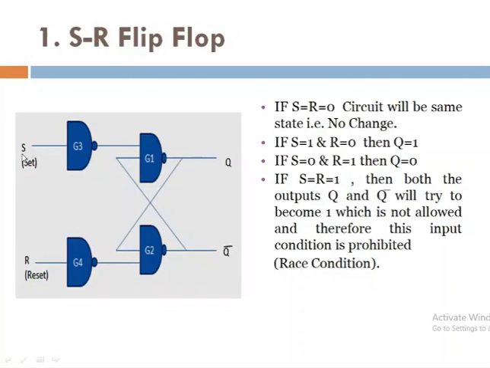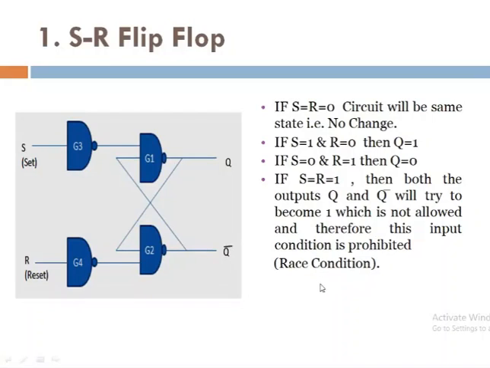And here when you are applying S is equal to 1 and R is equal to 1, you are getting Q is equal to 1 and Q bar also 1, and that is not allowed in the flip flop. Therefore this input condition is considered as prohibited. If S is equal to R is equal to 1, then this condition is considered as a question mark. This condition is also referred to as a race condition.